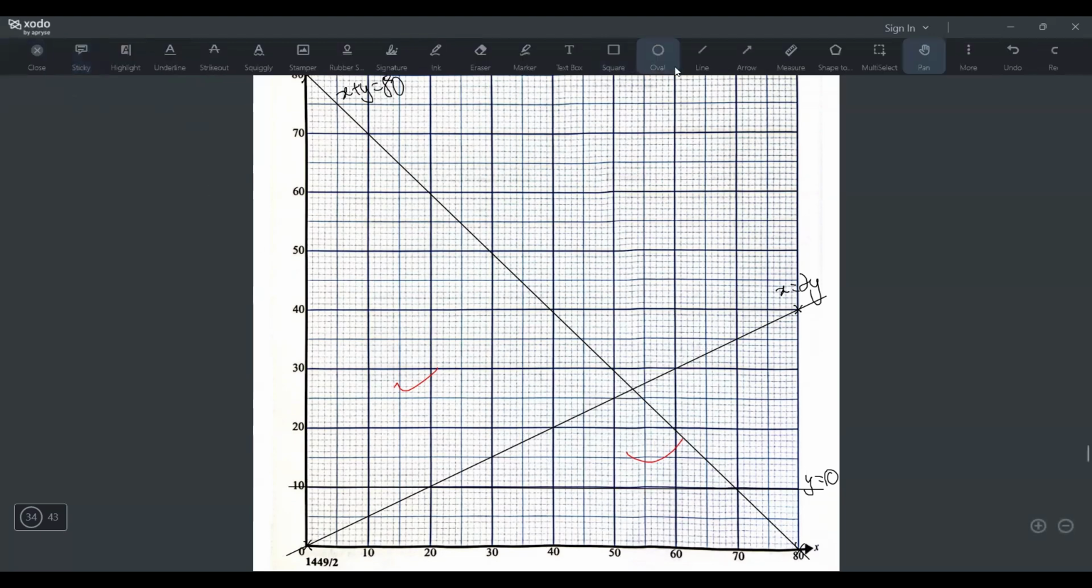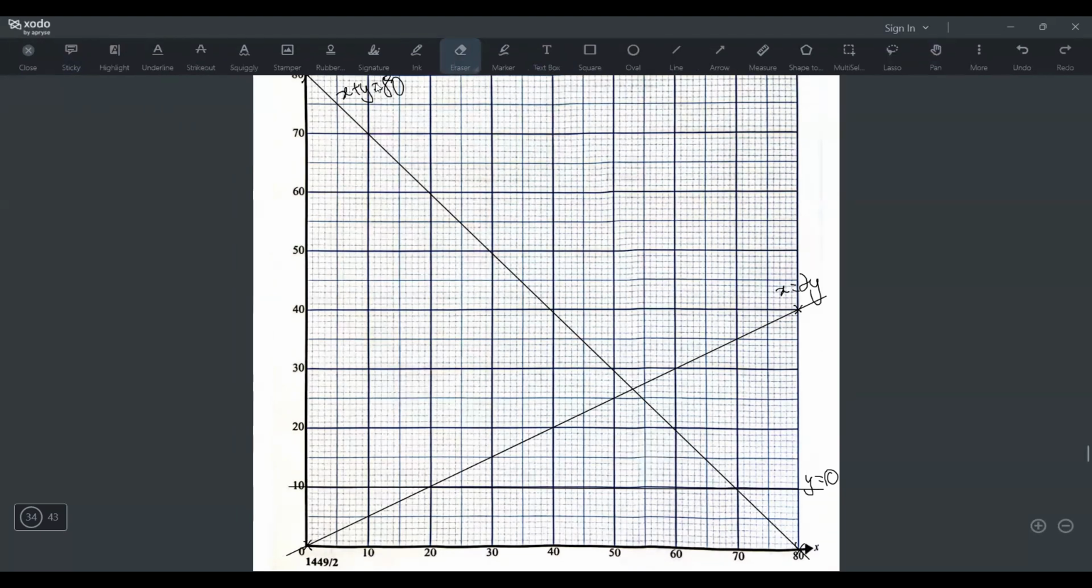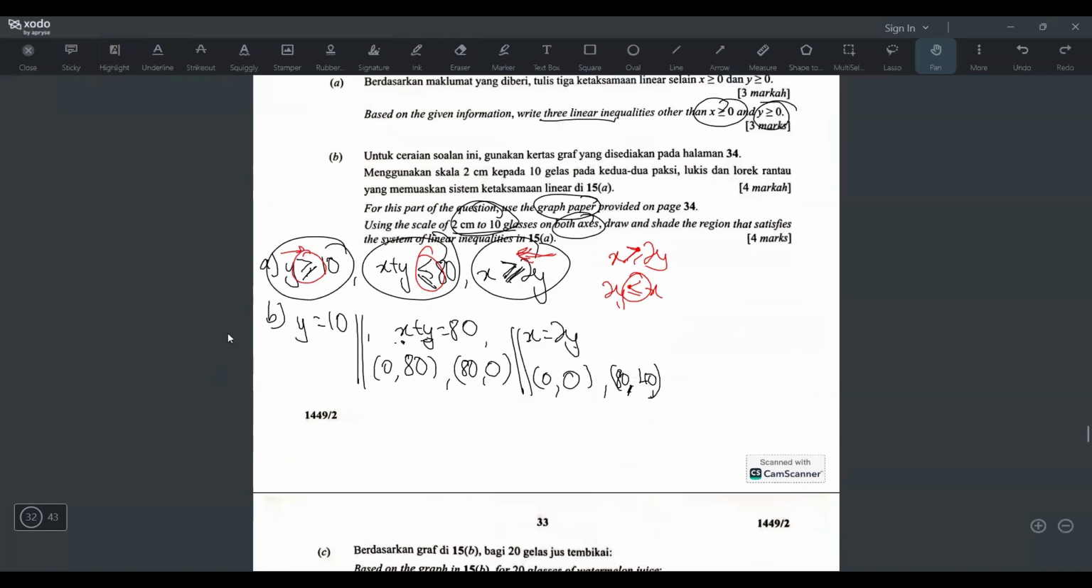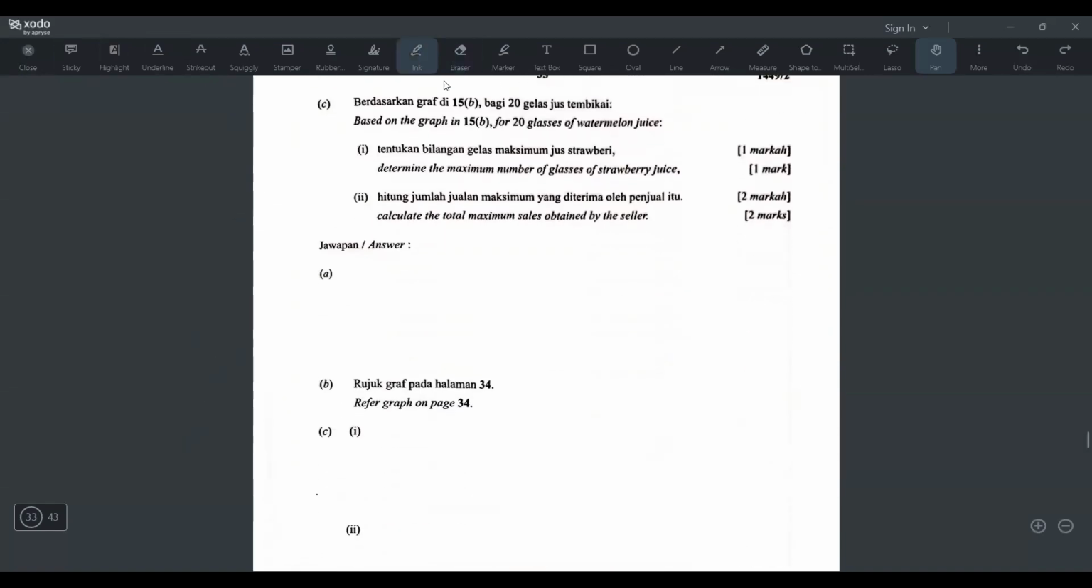Okay, so now I already know the shaded region. Now we can erase the markings and start shading. So this is the final answer. So just do the shading like this. Okay, make sure you shade nicely. Jangan jadi macam saya. Okay, don't shade outside the region. Okay, so this is good. Okay, I think I'm done with part B. So part B, they say draw and shade the region. Okay, done. 4 marks.